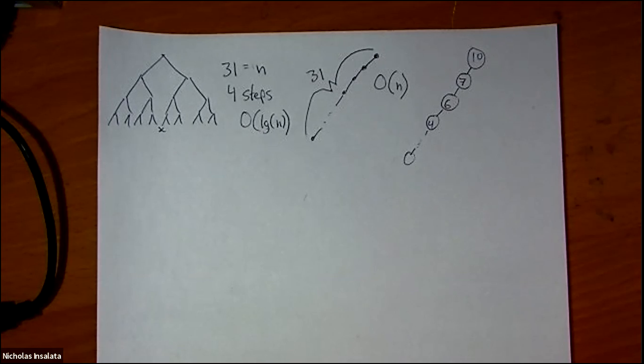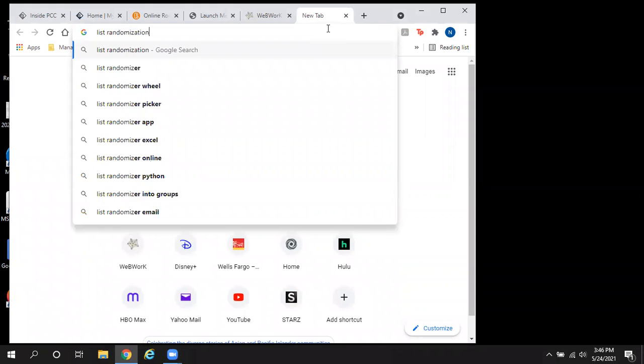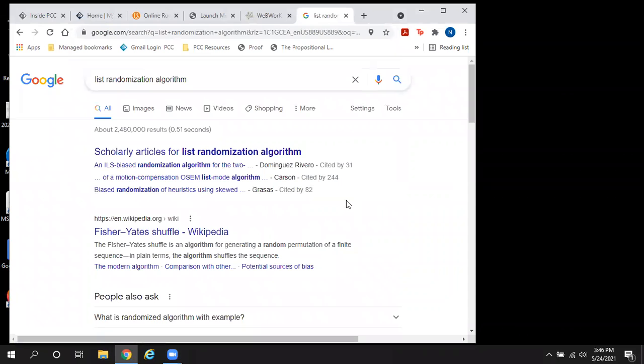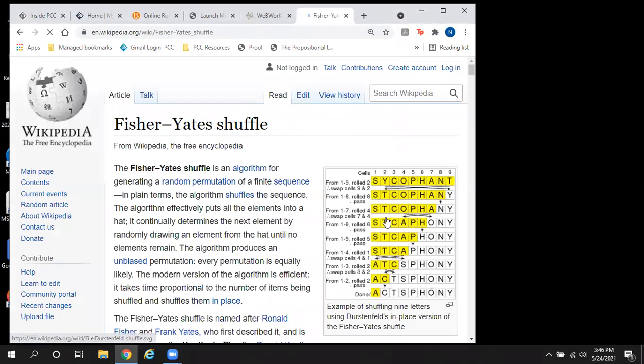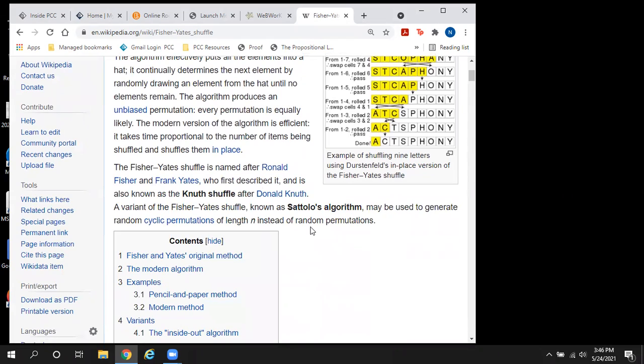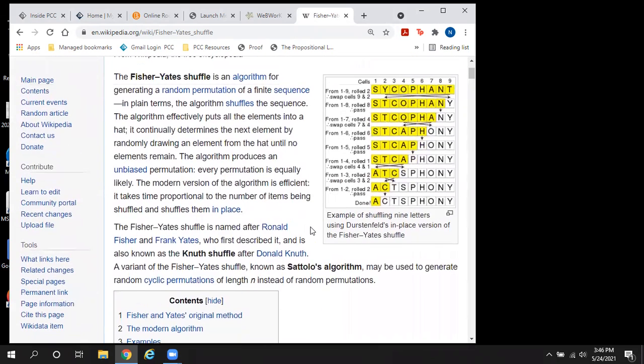So let's take a look. Let's try list randomization algorithm. Fisher-Yates shuffle. Yep, that's the right one. Okay, so here's your shuffle.